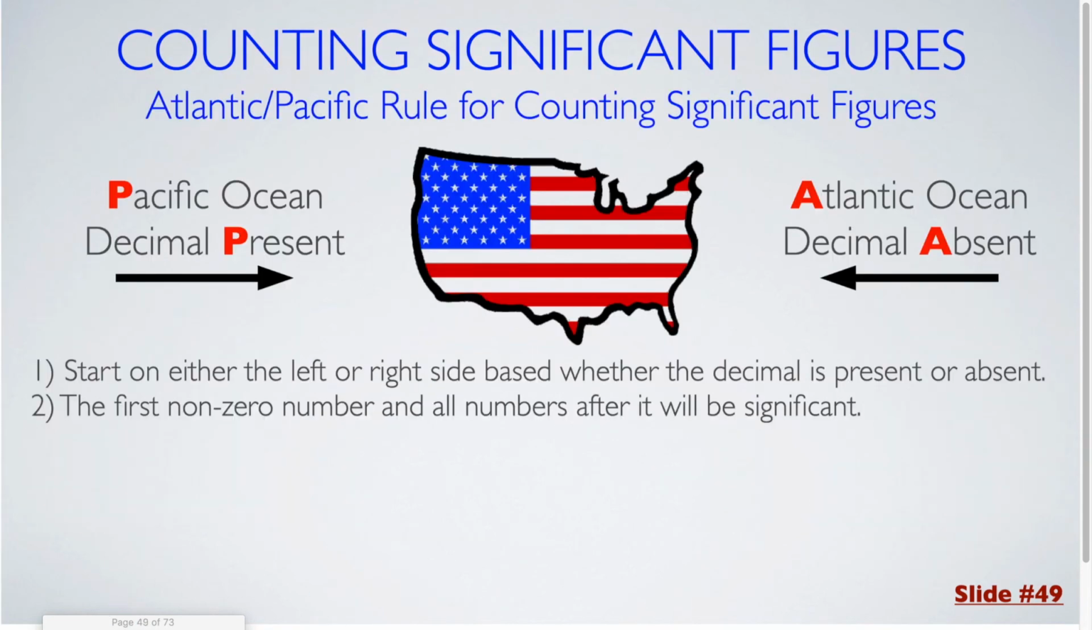All right, now let's say that you're a little confused by the rules, which would be completely understandable. There is kind of a shortcut method for determining how many significant figures a value has, which might help you. It's called the Atlantic-Pacific rule. Basically, you start on the left or right side of the number based on whether a decimal is present or absent. Present, meaning that you start from the left side or the Pacific Ocean side. And if a decimal is absent, you would start from the right side or the Atlantic Ocean side. The first non-zero number and all numbers after it will be significant if you use this rule.